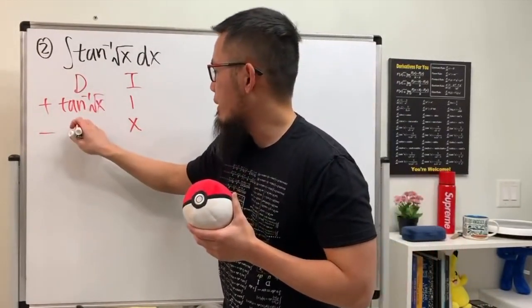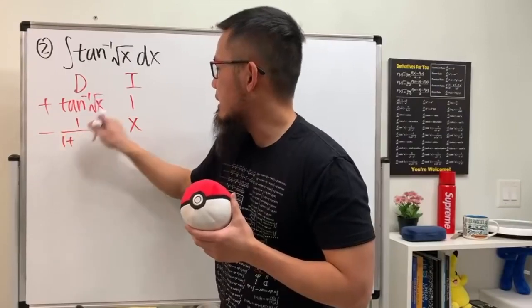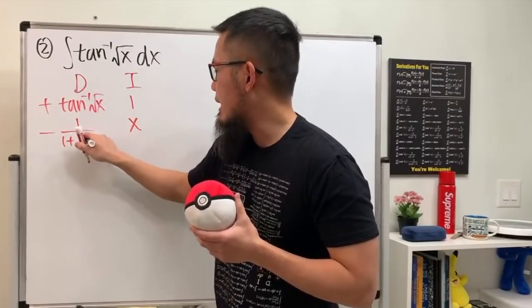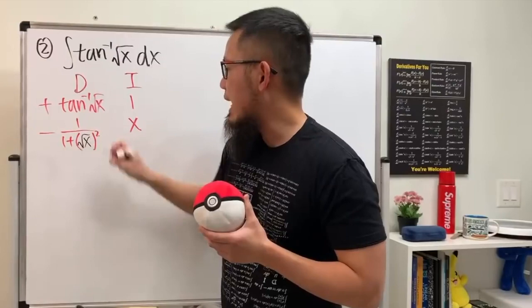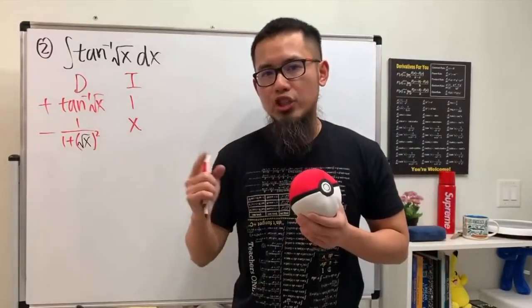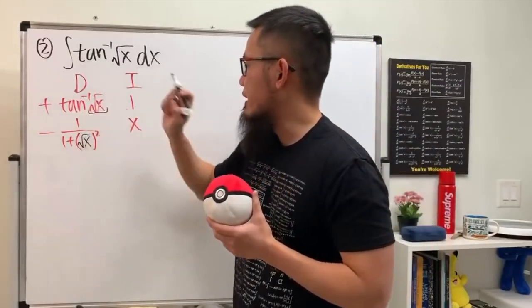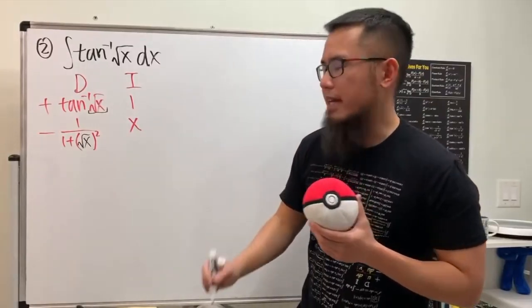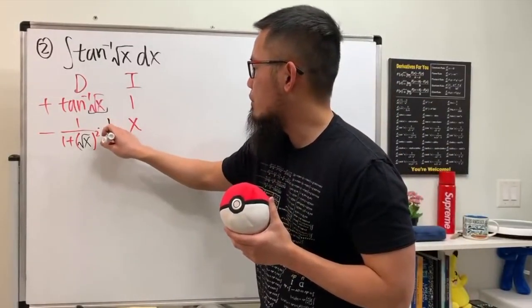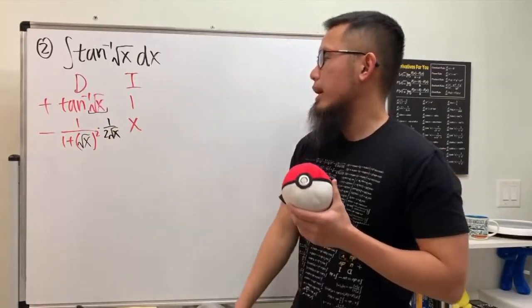Okay, differentiating inverse tangent of square root of x. Well, we get 1 over 1 plus this thing inside here, and you square that. So we have square root of x and you square that. And of course, don't forget the chain rule. Multiply by the derivative of the inside. The derivative of square root of x is 1 over 2 square root of x, like that, right?